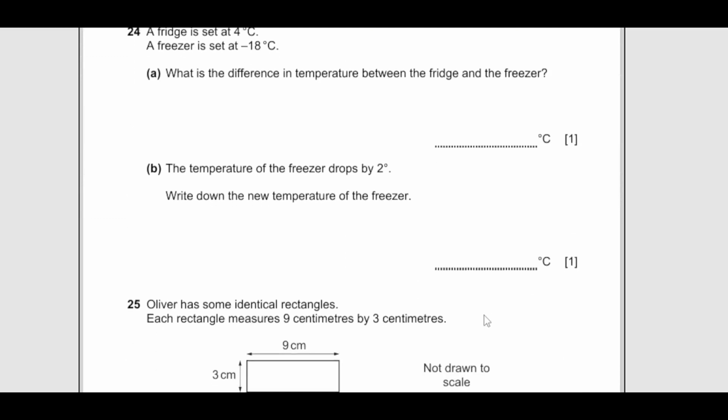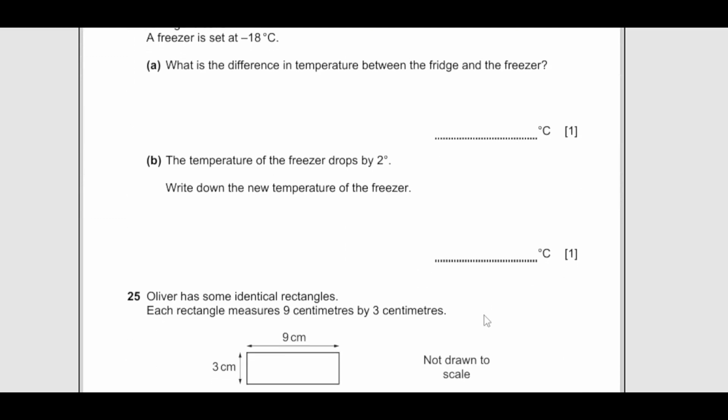Now a fridge is set at 4 degrees Celsius. The freezer is set at negative 18. What is the difference? So the difference: 18 plus 4 is 22. The temperature of the freezer drops by 2. Previously the temperature was negative 18. It has dropped by another 2 degrees. So it will be negative 20 degrees.